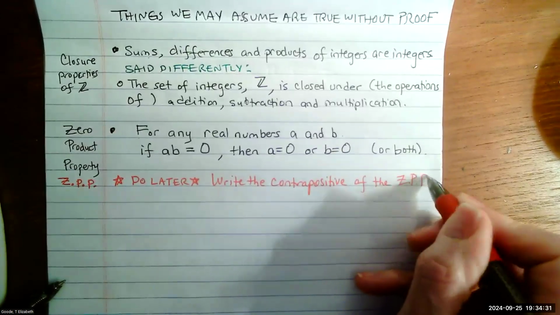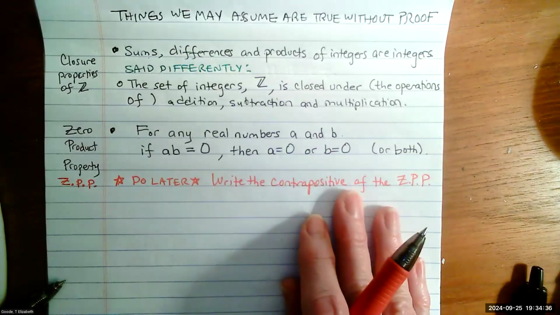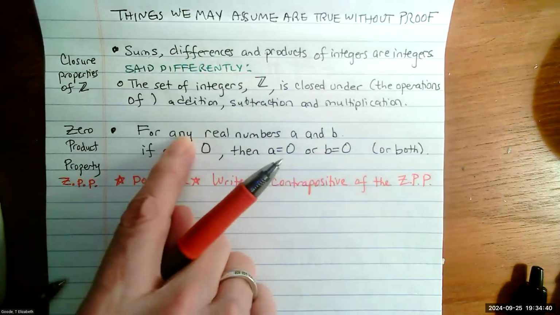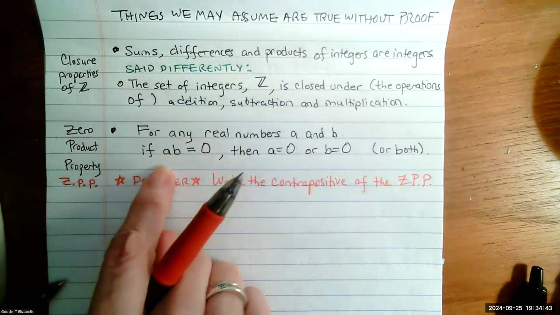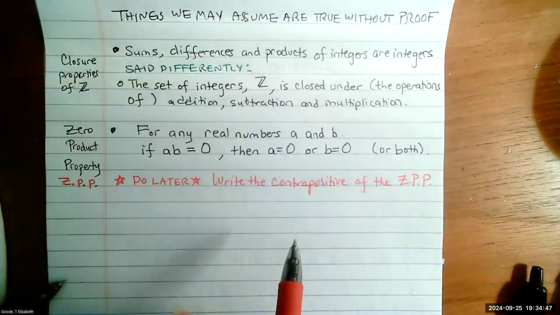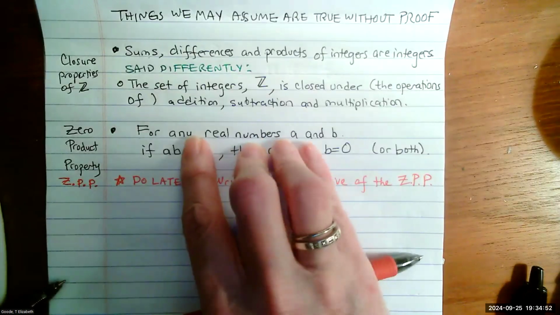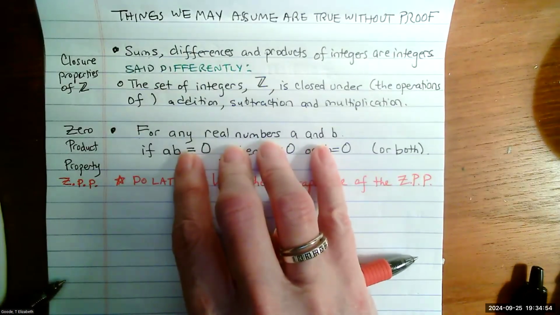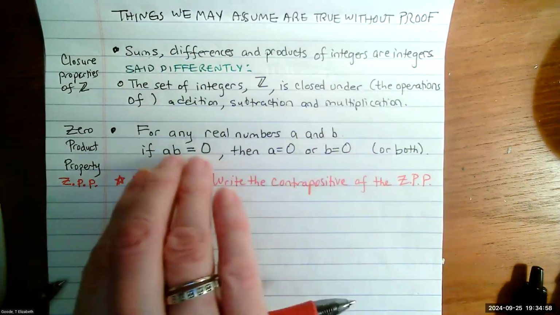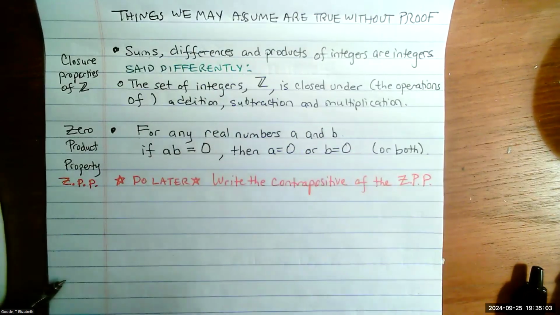Wouldn't kill you to do this tonight because it would be good review for the test or sometime before the test. Because remember, folks, this is an if-then. Of course, any universally quantified statement is an if-then. We learned that, right? The contrapositive is another if-then. It's also universally quantified. So the contrapositive would start just like this does. It would start off, for any real numbers A and B, but then of course, instead of if P then Q, it would be if not Q, then not P.